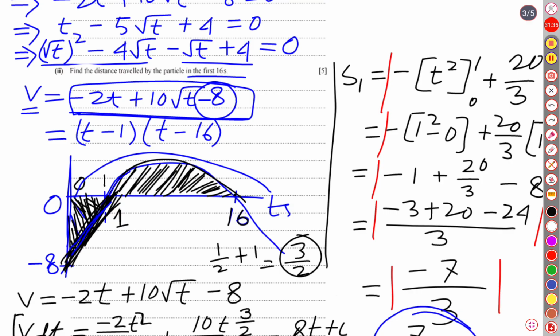So it is sure that we will have to find the distance in two phases: first from 0 to 1 second, then from 1 to 16 seconds. And you know the well-known concept for finding distance using velocity is integration.